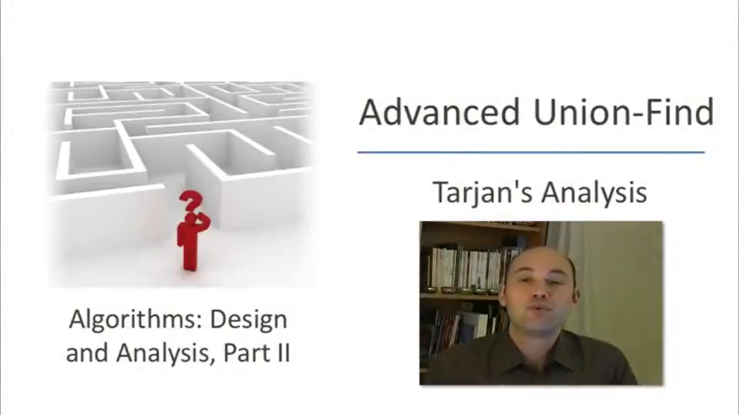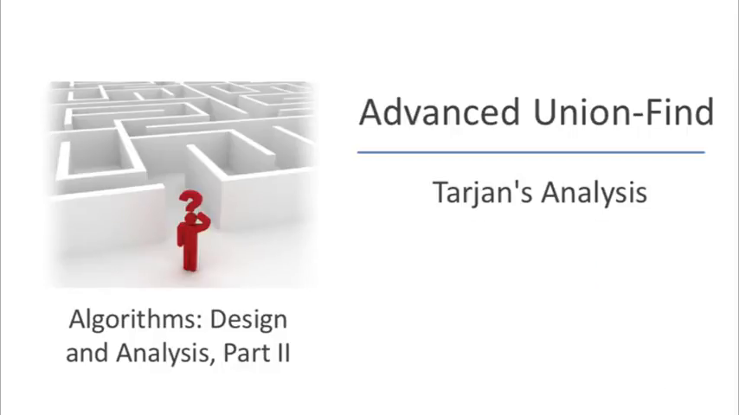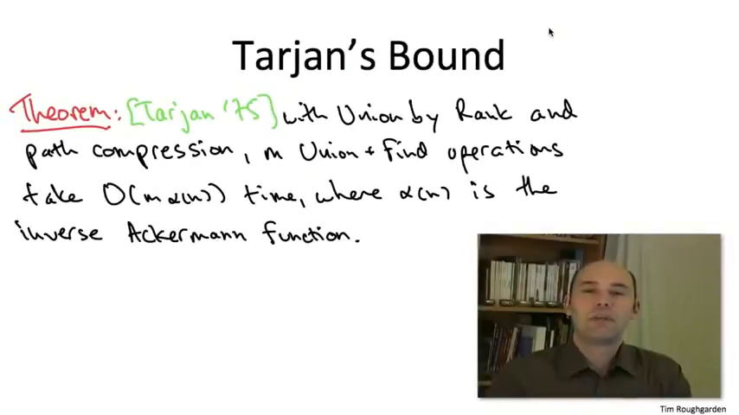So in this video, we're going to prove Tarjan's inverse Ackermann bound and the performance of the union find data structure with union by rank and path compression. Frankly, I hope you're kind of excited. This is one of the crown jewels in the entire history of algorithms and data structures. Let me remind you what the bound says.